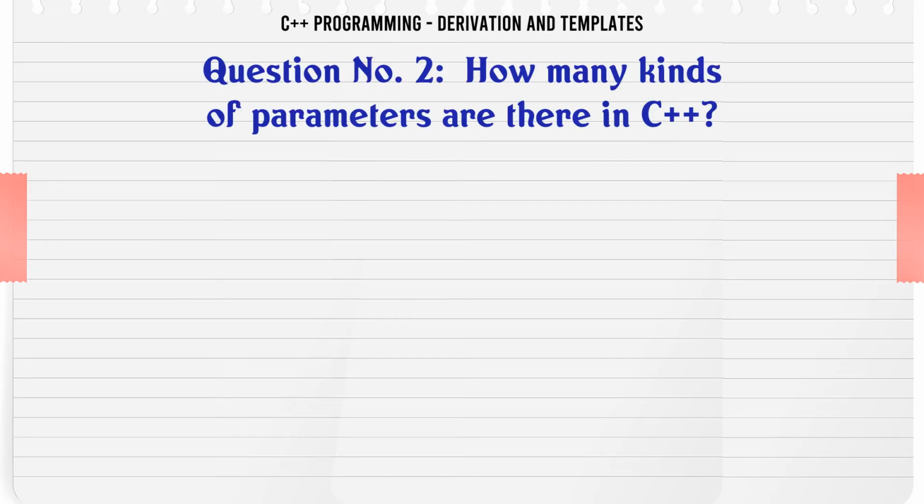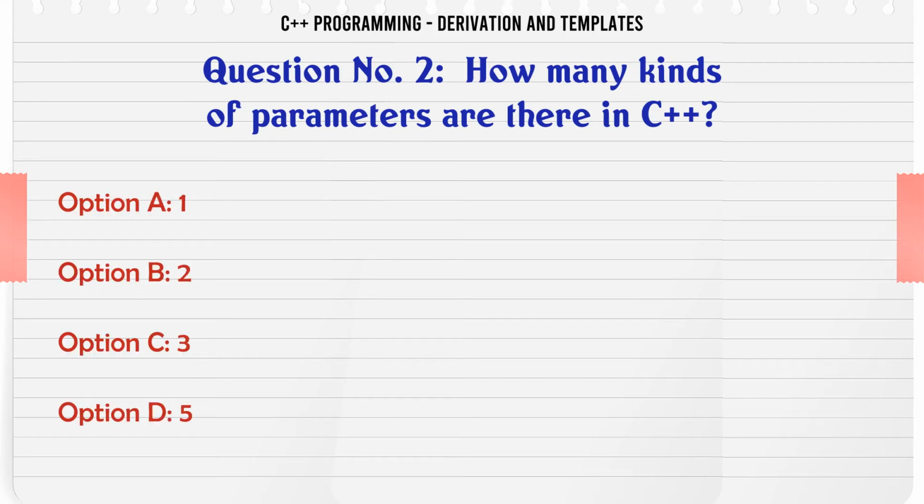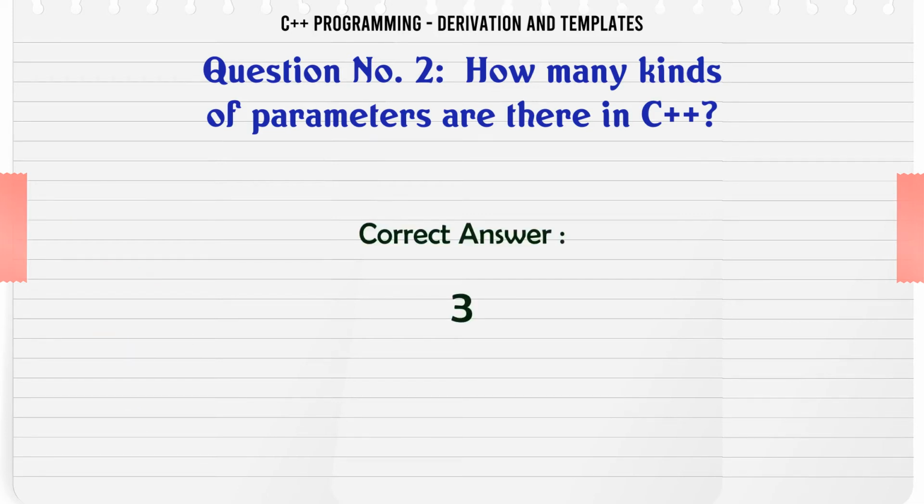How many kinds of parameters are there in C? A. 1, B. 2, C. 3, D. 5. The correct answer is 3.